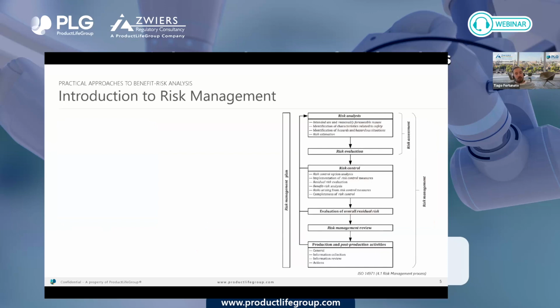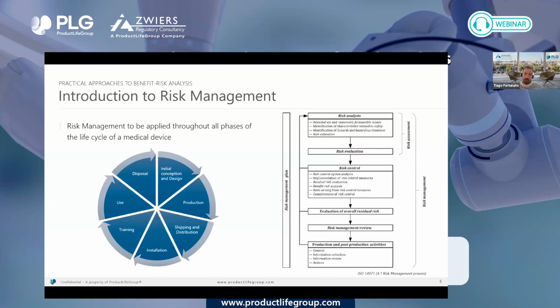So this ISO 14971 details all the elements that the risk management process must include. And that should also be described in the risk management plan of every device. But in a brief manner, it starts with the risk assessment. So you have risk analysis and risk evaluation. Then you have the risk control and the evaluation of the overall residual risk, the topic that we are focusing on today. And then you have risk management review. And finally, you should also cover production and post-production activities.